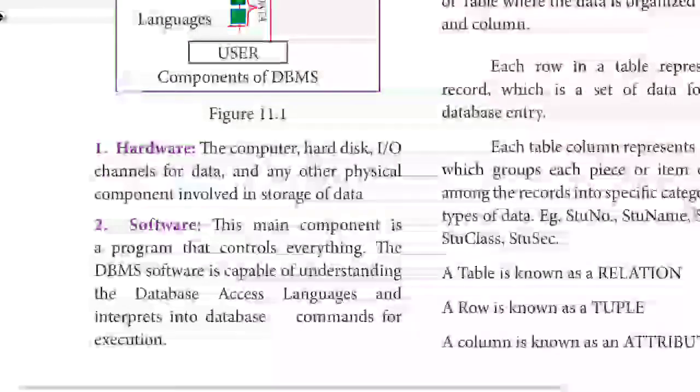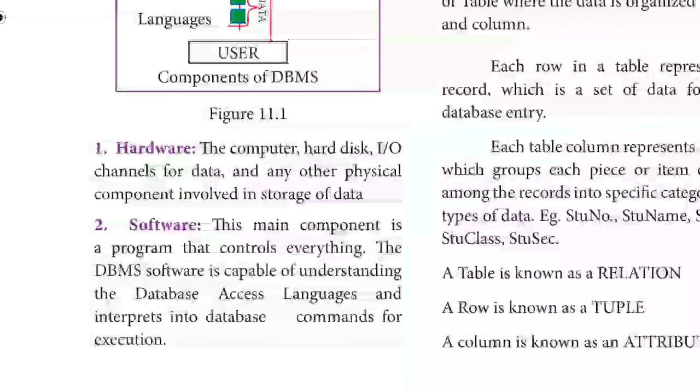The first thing is hardware. The computer, hard disk, IO channel of data and other physical components involved in storage of data must be compulsory. Without particular hardware you cannot access or create a database. Next is software. This main component is a program that controls everything. The DBMS software is capable of understanding the database access language and interpreting it into database commands for execution.